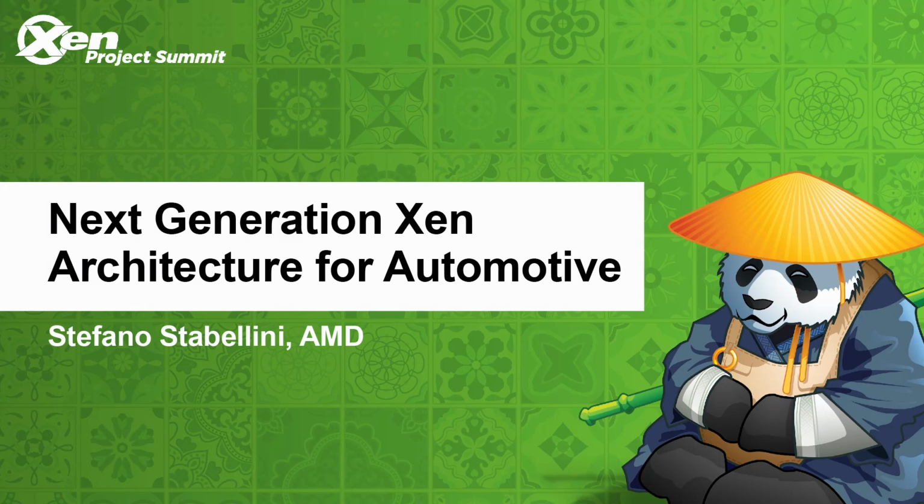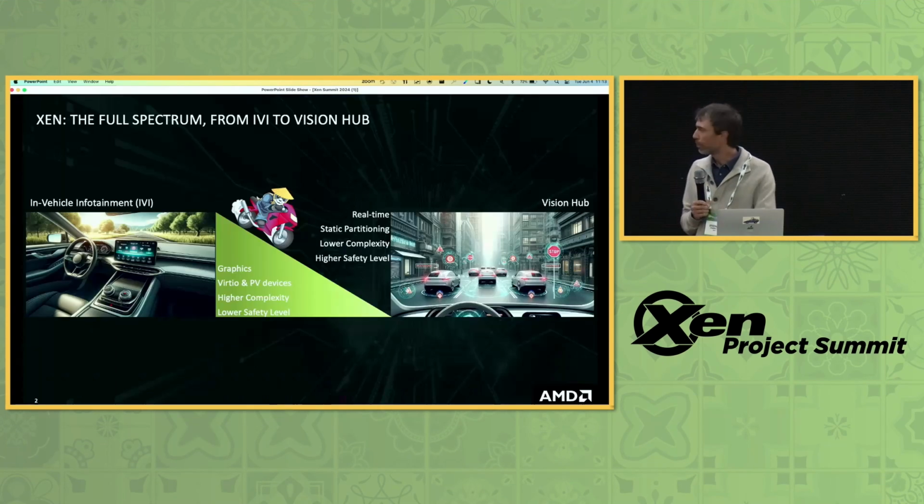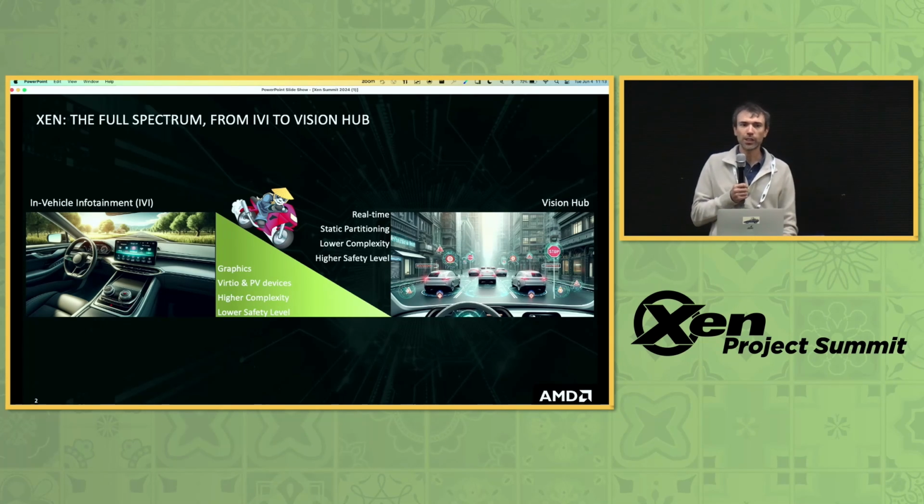Today I want to talk to you about Xen in embedded across multiple verticals, and I'm going to talk a lot about automotive, as you see from the first slide. But in reality, many of the comments I'm going to make and the architecture I'm going to show you apply also to avionics, for instance, and also industrial.